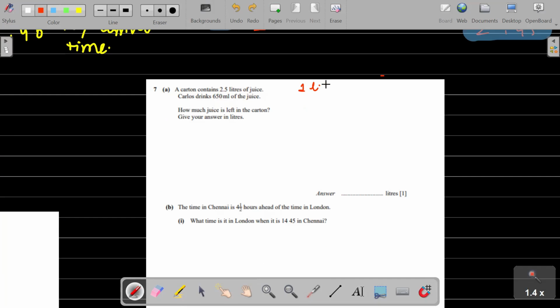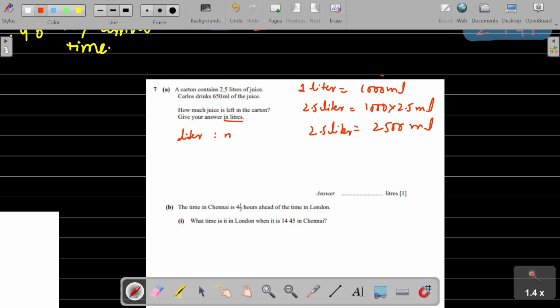We know the identity that 1 liter is equal to 1000 ml. So simply for 2.5 liters, multiply on both sides by 2.5. 2.5 liters is equal to 1000 times 2.5 ml. It will be 2500 ml. Now it asks how much juice is left. We need to figure out the juice in liters. So let's make a ratio, liters to ml.